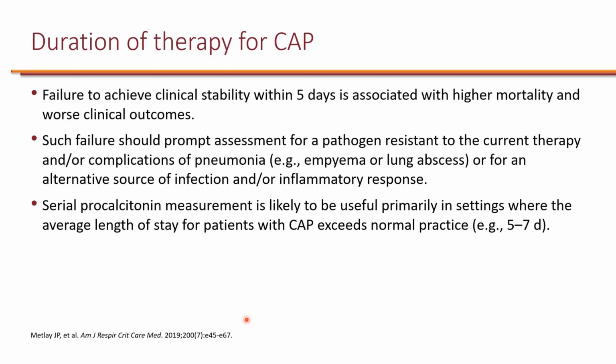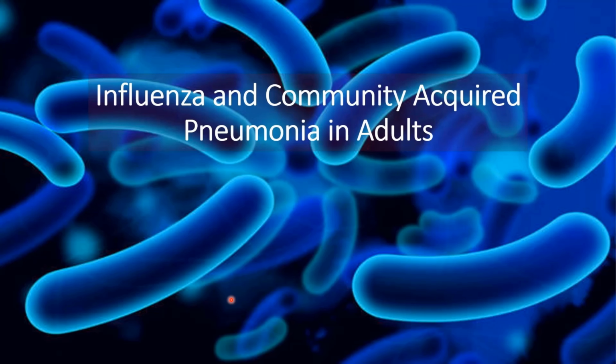One tool that we can use is serial procalcitonin in order to see when it's safe to discontinue antibiotics if the patient needs a longer duration. So once it goes beyond 5 to 7 days, we can get serial procalcitonin, and if the levels become low, then that's an indication that treatment has been long enough and it would be safe to discontinue. This concludes this presentation.